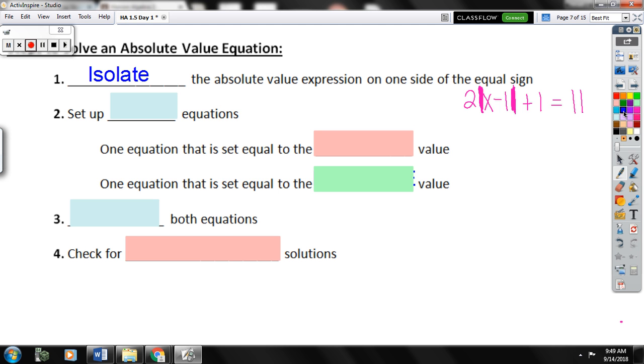First and foremost, you cannot distribute. So put this in your notes. Cannot distribute. Absolute values work like parentheses in that they group things inside. They do not work with the distributive property. So you cannot take an outside number and put it inside the absolute values. All right. When I say isolate the absolute value, that means I want to get this thing alone. So I want to move everything else over. What would I do first?